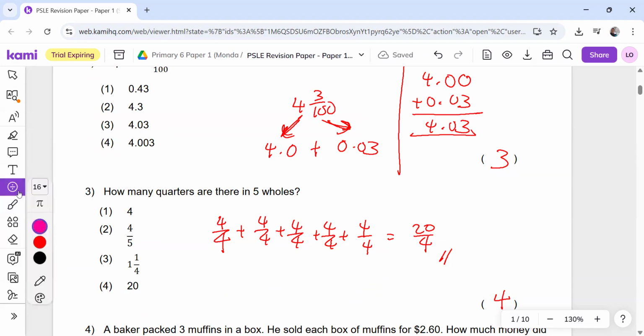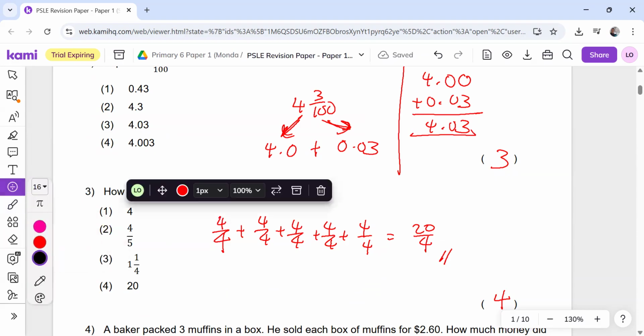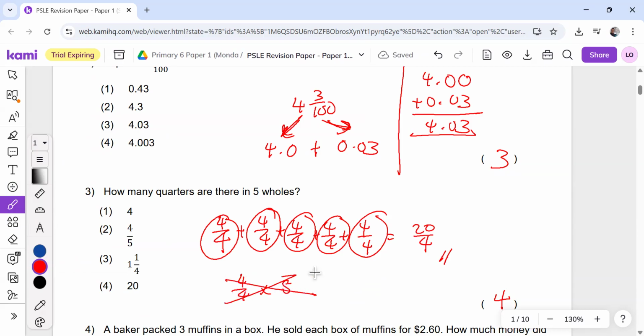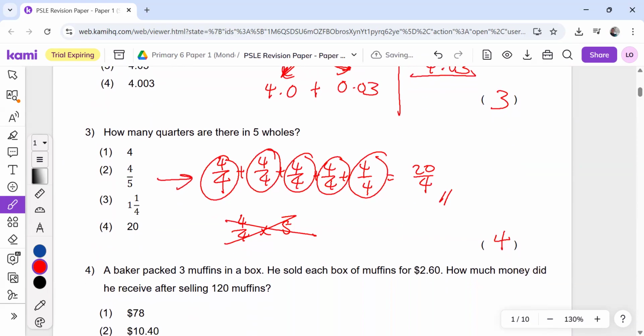Okay, so what is one whole? One whole is four quarters. That's one whole, four quarters. So if you have five wholes, then you just add all the one wholes together. That's how you get 20 quarters. Okay, forget what was said about the shortcut. I should not be doing this. Don't do this. This is not the correct way because you get a different answer. So this is what we will do: four quarters plus four quarters, keep on adding, you get 20 quarters already.